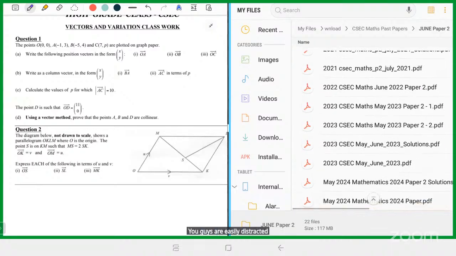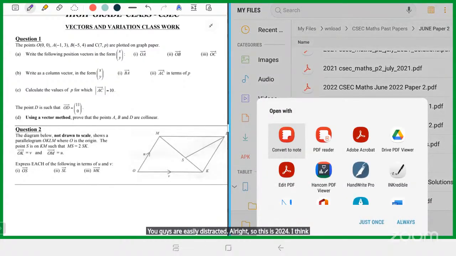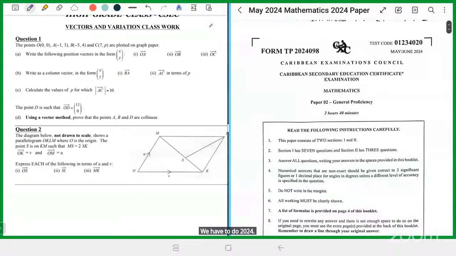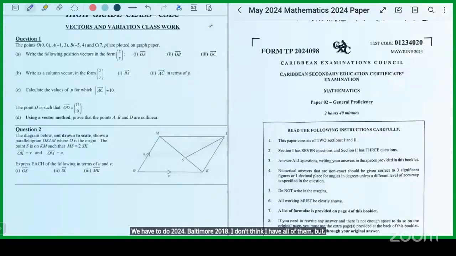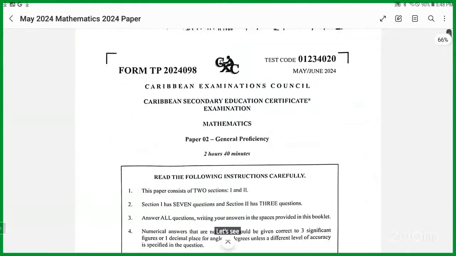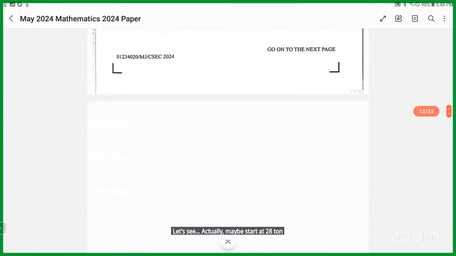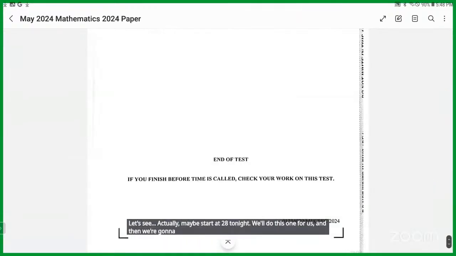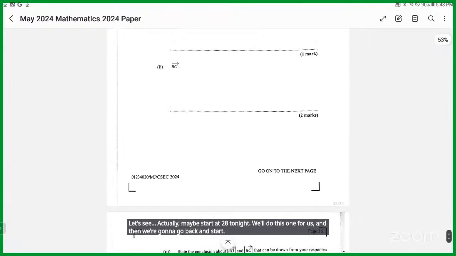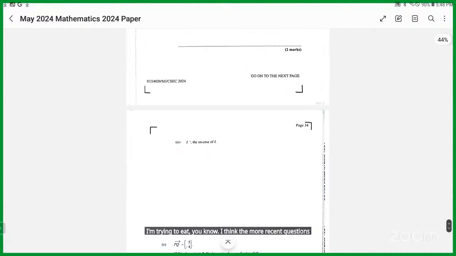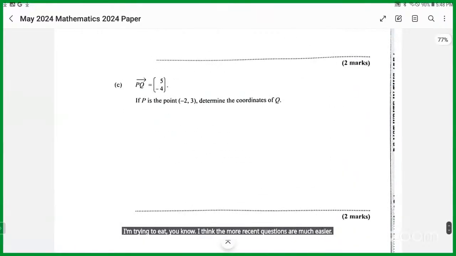Alright, so this is 2024. I think I sent the 2024 paper. I don't think I'm gonna do all of them, but let's see. I should maybe start at 2018 and work our way up. Alright, let me do this one first and then we're gonna go back and start from 2018 and work our way up. I think the more recent questions are much easier to do. Alright, so here is one.